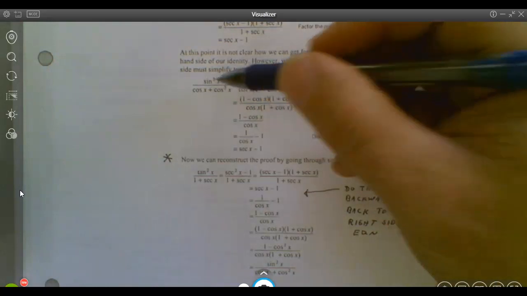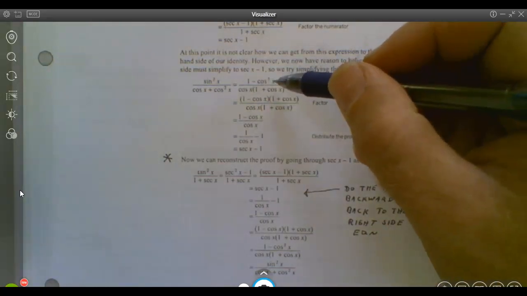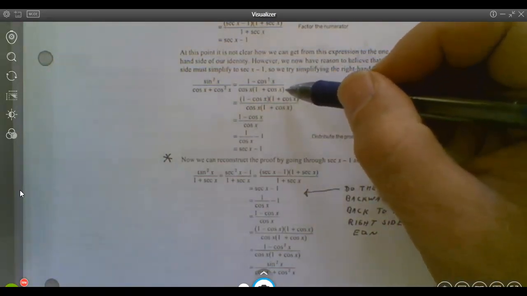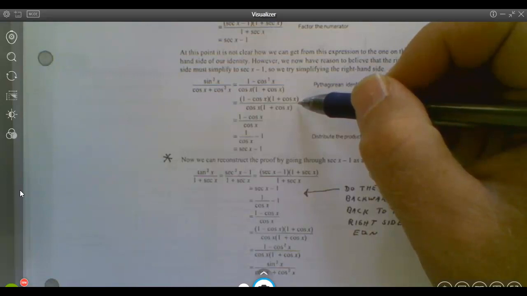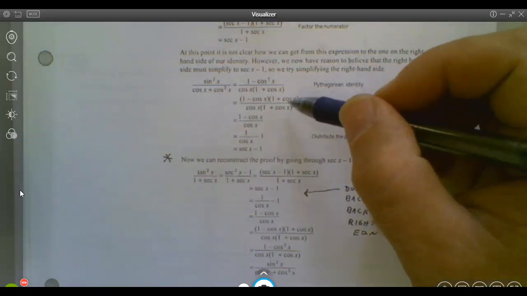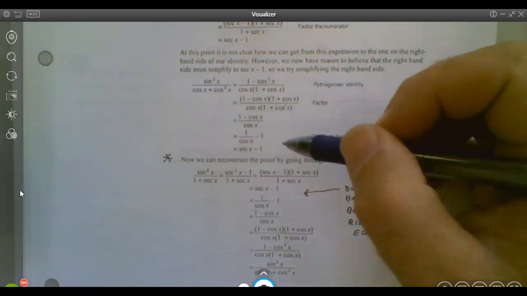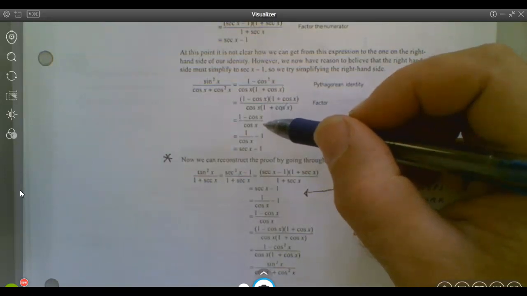They replaced their sine squared with 1 minus cosine squared. They factored out the cosine on the bottom. They factored the top as a difference of two squares. Then they were able to cancel out the common factor right here in order to get to this stage.